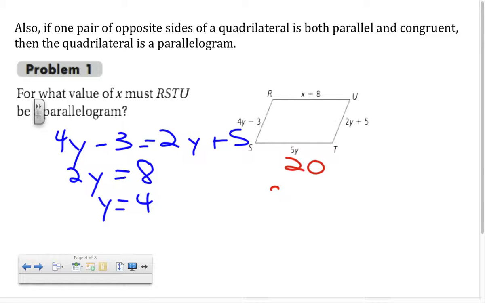Our equation becomes x minus 8 equals 20. My screen never wakes up. Oh, that's an x plus 8? Thank you. So, x equals 12.